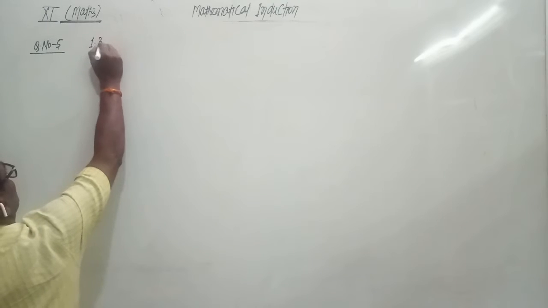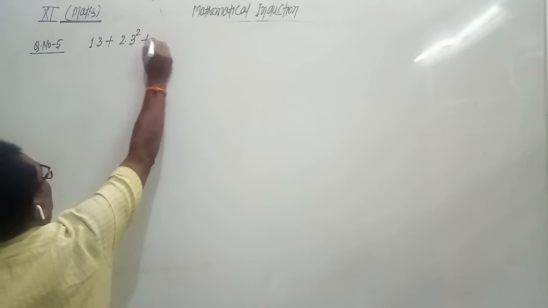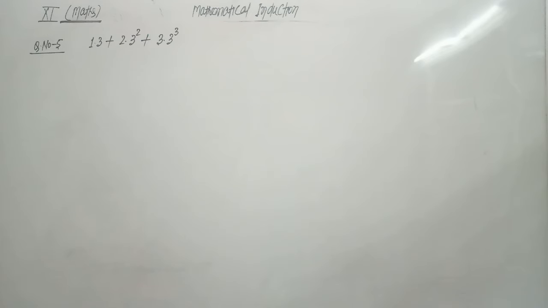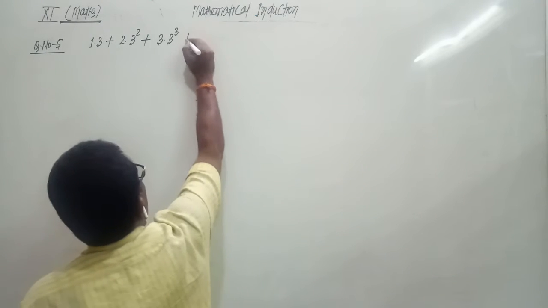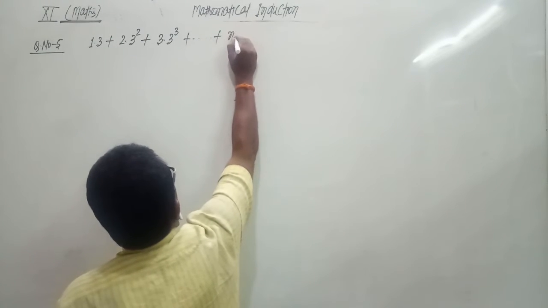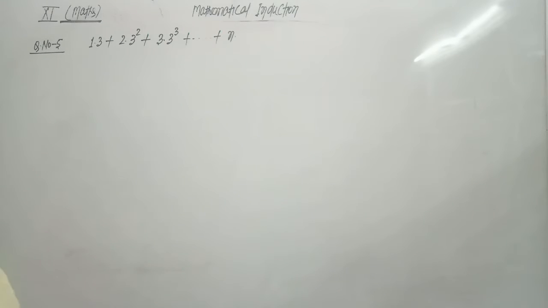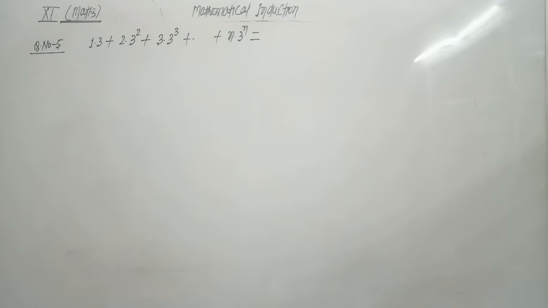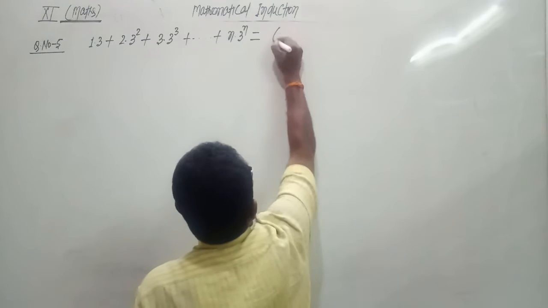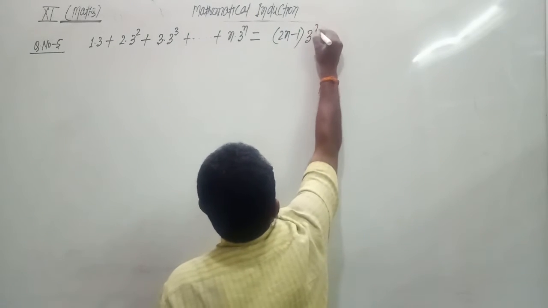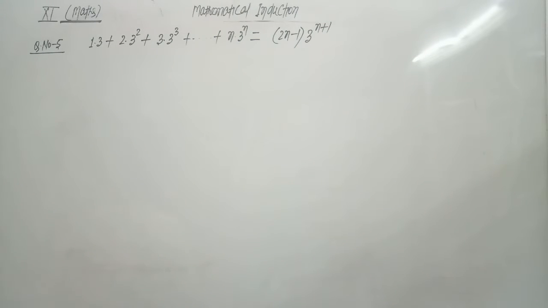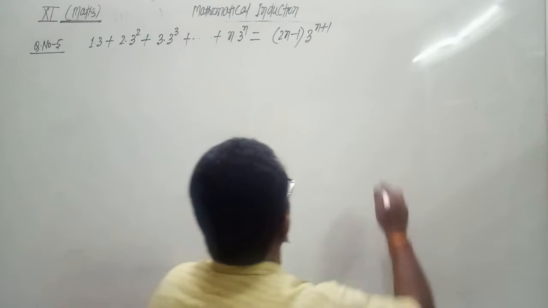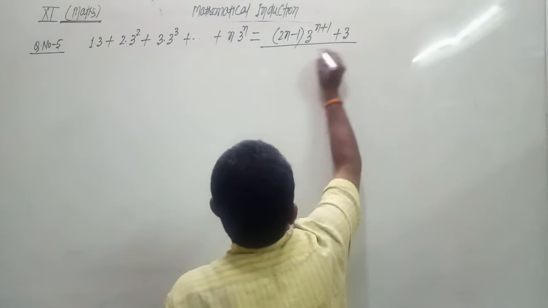1 into 3, plus 2 into 3 square, plus 3 into 3 cube, plus and so on, and the last term n into 3 raised to the power n, equals (2n minus 1) into 3 raised to the power n plus 1, plus 3, the whole upon 4.